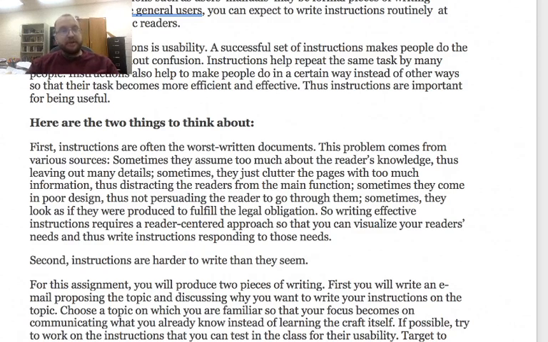When are instructions not written well? Sometimes they assume too much about what readers know. Sometimes they clutter pages with too much information. There's such a thing as information overload with instructions. Sometimes they're not designed well. Maybe the document looks a little cluttered. Oftentimes a nice simple design is what we need. Whatever the case is, there's lots of things that can go wrong with writing good instructions. So it's a matter of getting it right.